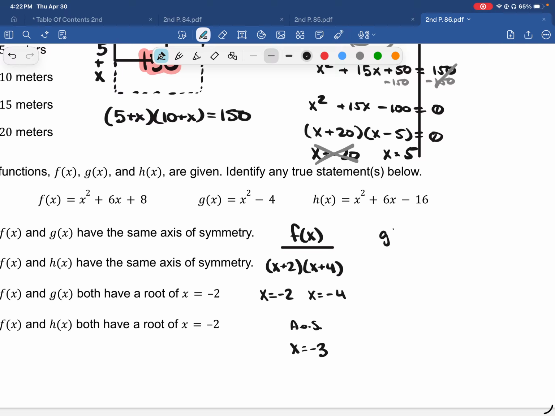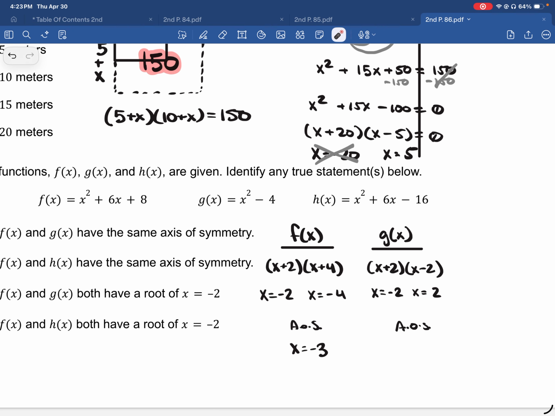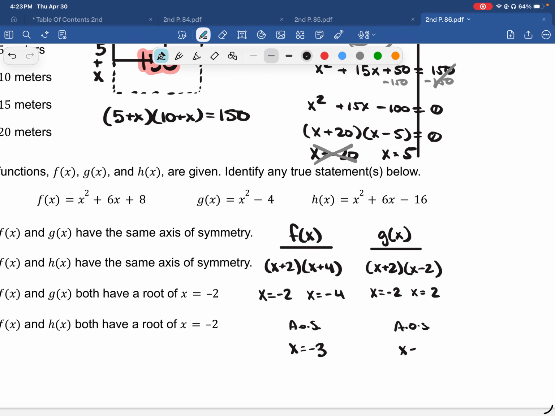Let's do the same thing for g of x. G of x, we're looking for factors of negative 4 that add to 0. That's one of those special cases that just factors to x plus 2 and x minus 2, which means you get a solution of negative 2 and positive 2. The axis of symmetry is the average of these two numbers. Well, the average of negative 2 and positive 2 is 0.